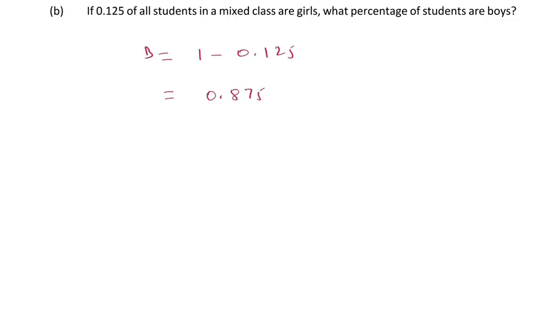we are having 0.875 of all students. Okay, so now to find the percentage of boys, we are going to multiply this decimal by 100. Then we are going to take 0.875 times 100, of which after solving the values, we are having 87.5%. And this is going to be our answer.